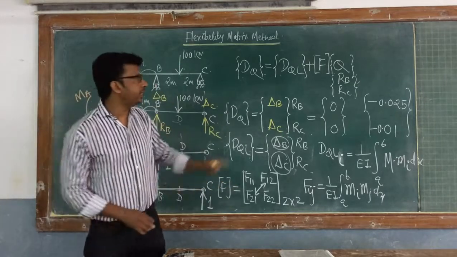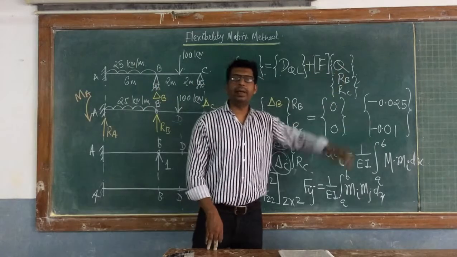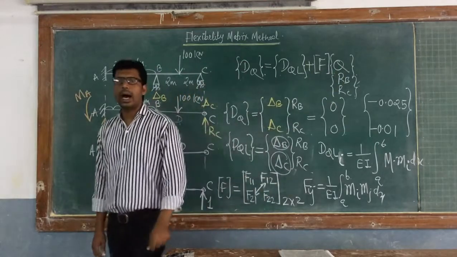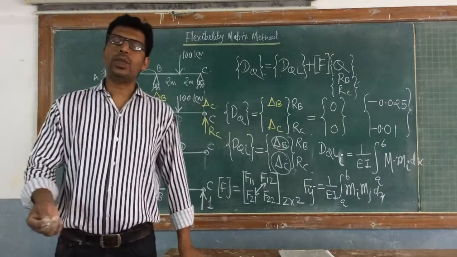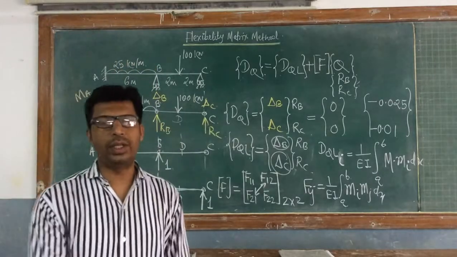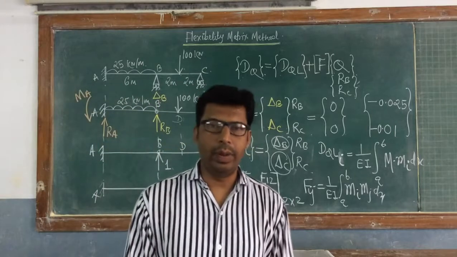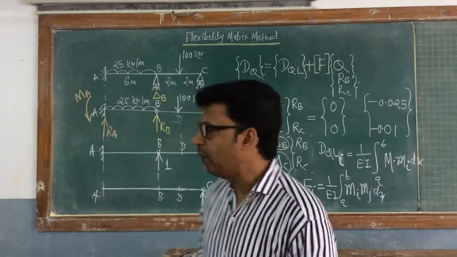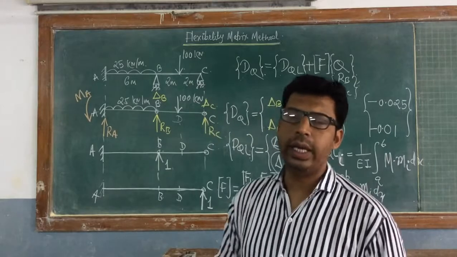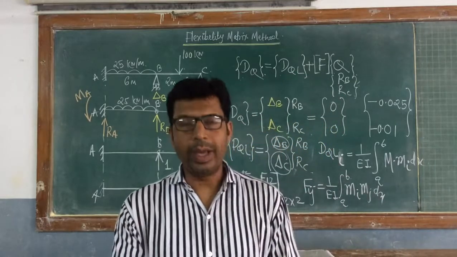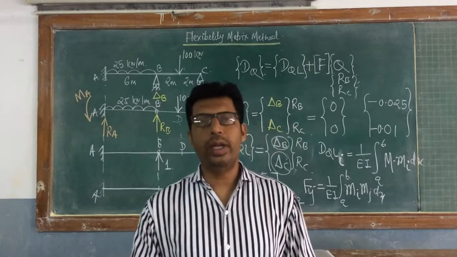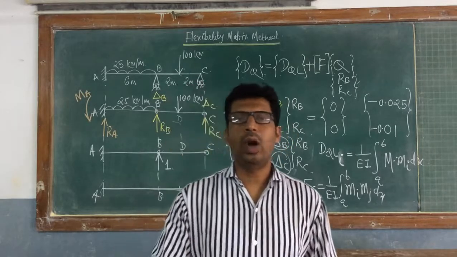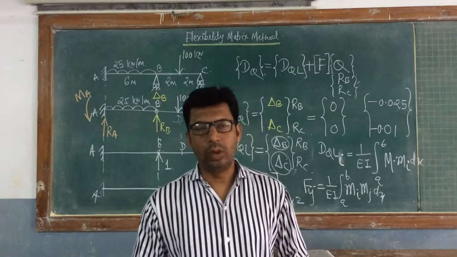Once you get all the matrices, you have to put them in this compatibility condition equation and find your RB and RC. Once you get RB and RC, the next part is to find the remaining moments to plot the bending moment diagram. Okay, so this is the brief procedure of how to solve the example using the flexibility matrix method. In the next class, we will solve one numerical example to understand all these steps in detail. Okay, thank you.